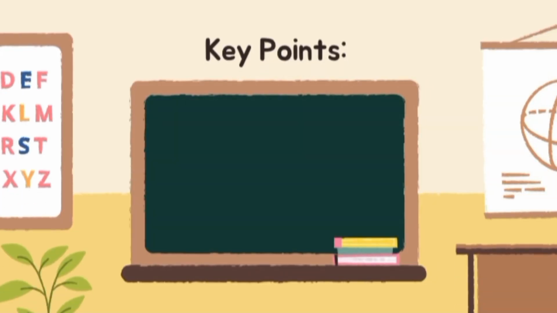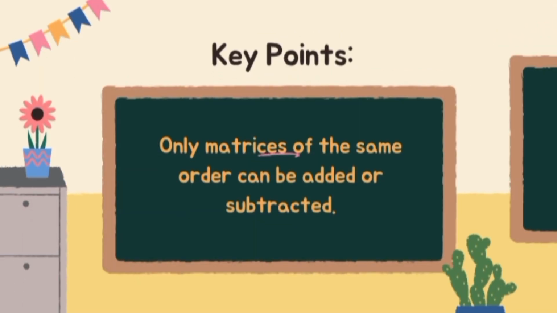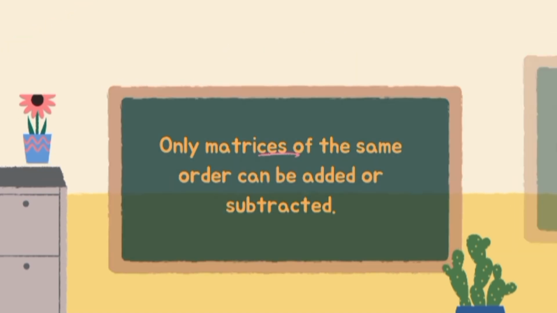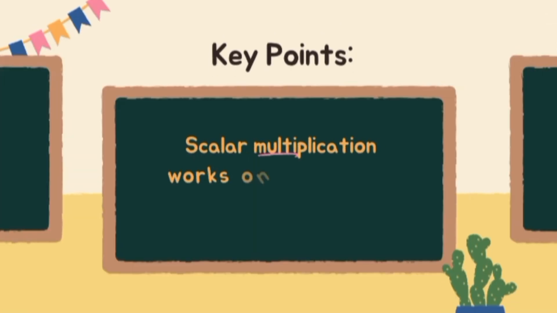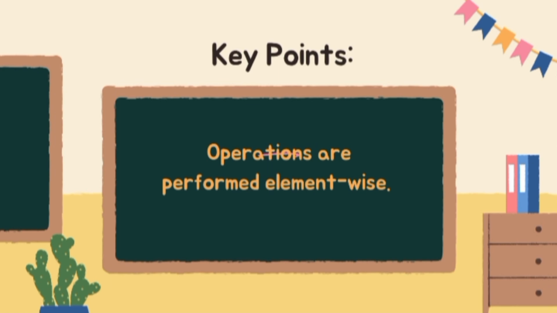Here's what you always need to remember. First, only matrices of the same order can be added or subtracted. Second, scalar multiplication works on any order of a matrix. And lastly, operations are performed element-wise, meaning element by element. Therefore, you must always match positions.